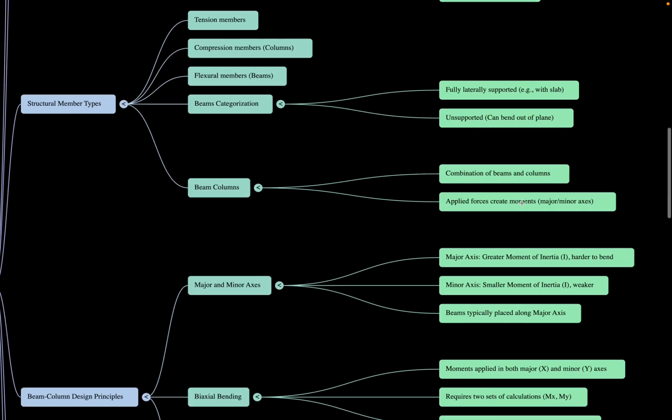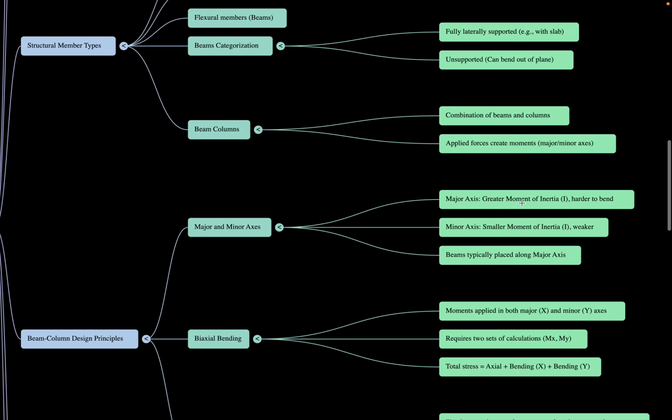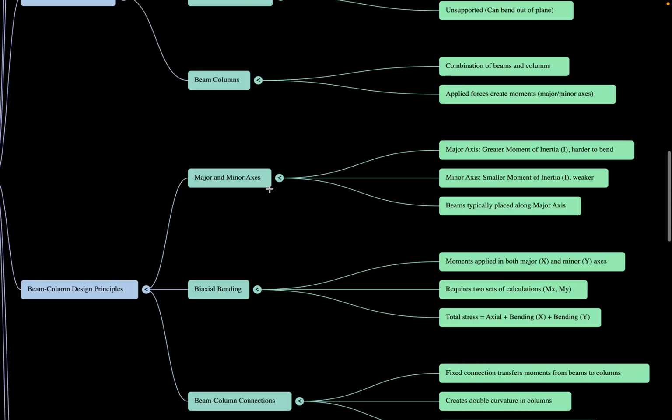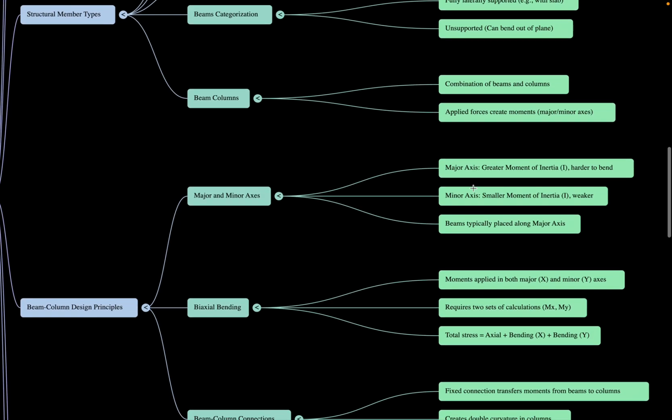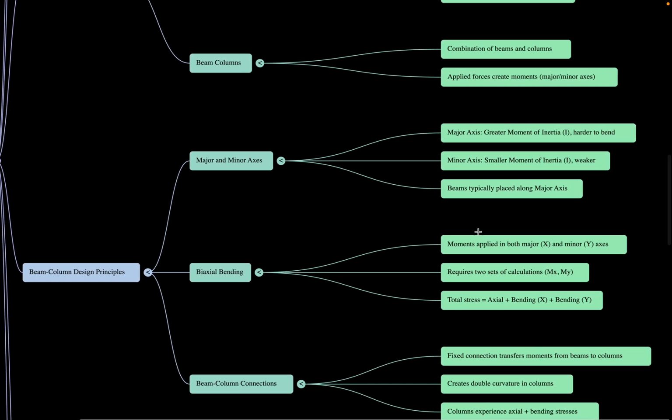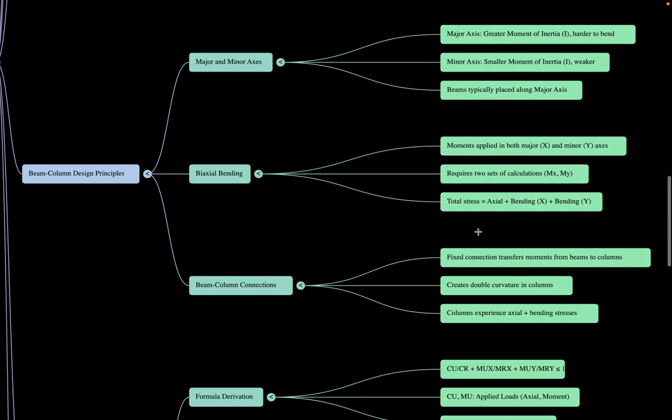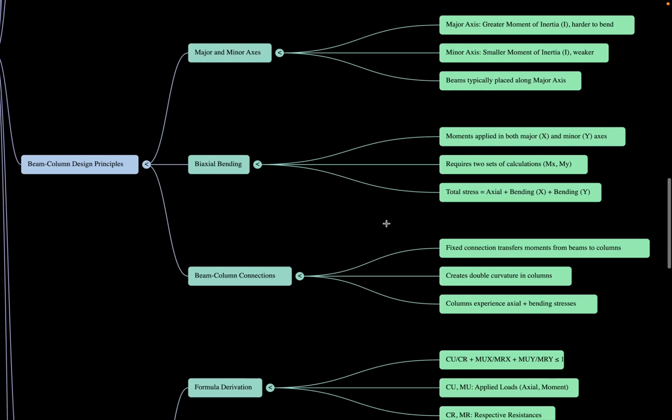Applied forces create moments about the major or the minor axis. We went on and spoke about the beam column design principles, where we realized that major and minor axes are important as well. The major axis has a greater moment of inertia, and the minor axis has a smaller moment of inertia, meaning it's weaker, while the other one is harder to bend. We also spoke about the beam typically being placed along the major axis, and if it fails, it will fail by lateral torsional buckling.